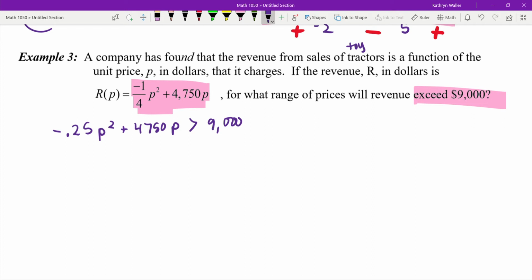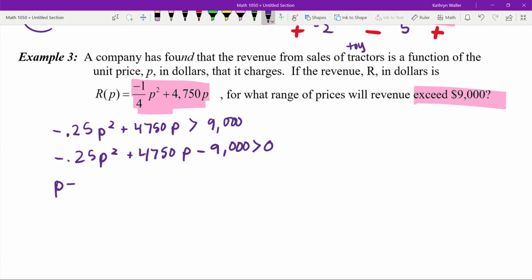So this is a critical numbers type 1. How do we know that? I have a big exponent and an inequality. Step number 1, get a 0. So I'm going to go negative 0.25 p to the second plus 4,750p minus 9,000 is greater than 0. Now I have to try to solve that. Would you sit and try to factor it? No. I never would. We could also complete the square. I would never do that. What's the best? Quadratic formula, right?